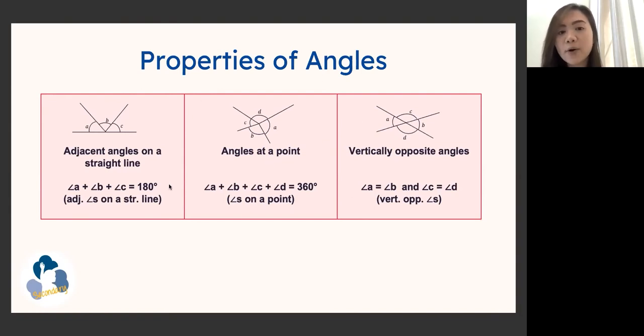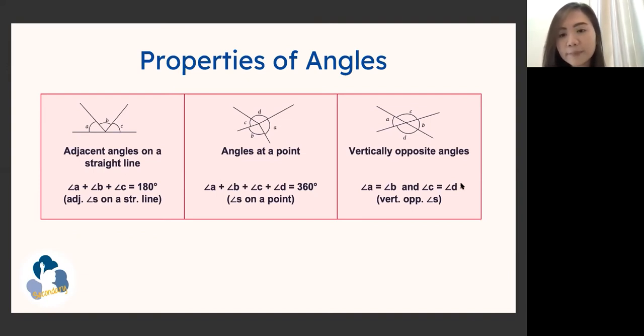Angles at a point, we can write in short. You see at the bottom in the brackets, we write angle in short, using this symbol to mean angle. Angles at a point means all the angles congregate at a point and add up to 360.